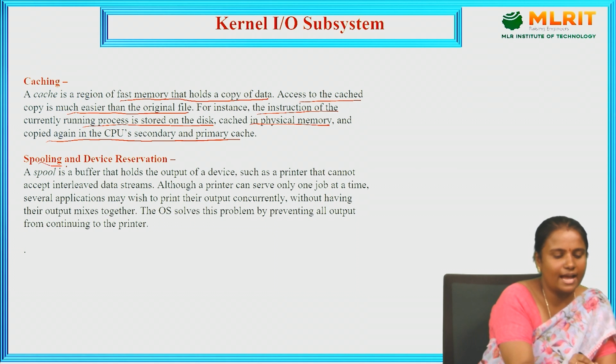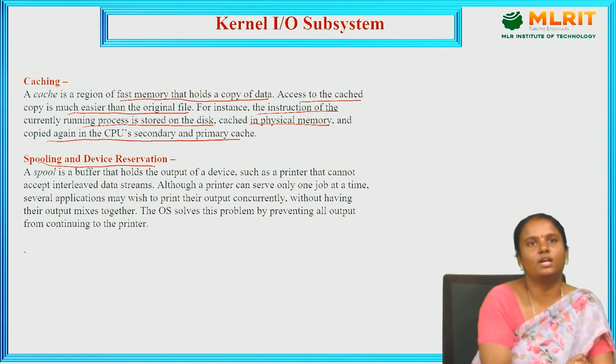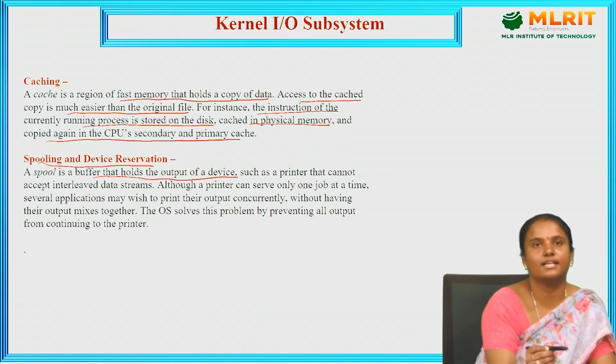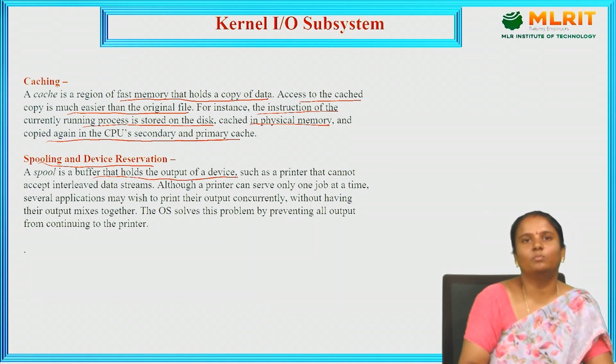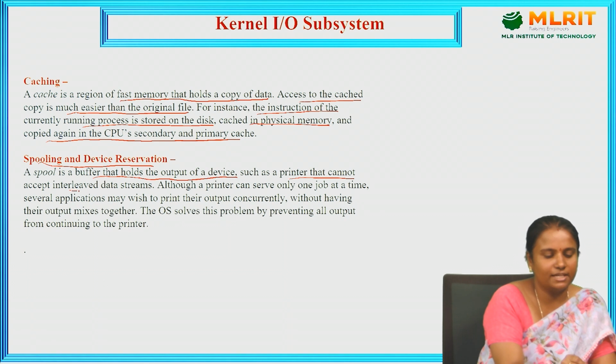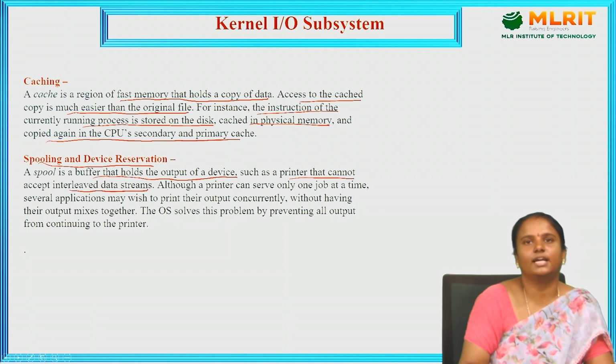Next, spooling and device reservation. A spool is a buffer that holds the output of a device, such as a printer that cannot accept interleaved data streams. So here the printer cannot accept all the interleaved data streams. Whatever it can accept, only that it prints.